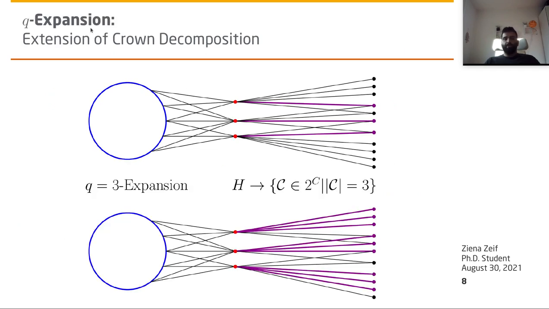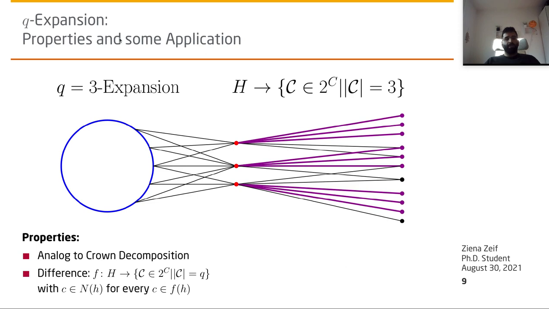And the only difference is now the following. Instead of mapping one head vertex to one crown vertex, we want to map one head vertex to q crown vertices. Here's an example for q equals 3. We can see that each head vertex is mapped to exactly 3 crown vertices. What is important here is that the mapping needs to be disjoint.